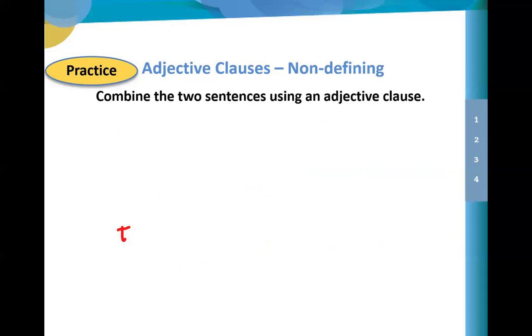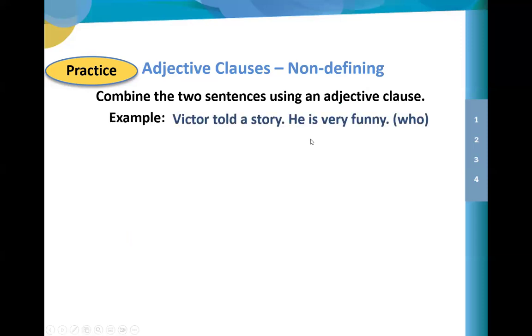Now, combine the two sentences using an adjective clause. For example, Victor told a story. He is very funny. Victor, can you answer this question? Combine the two sentences using who and make a non-defining adjective clause.